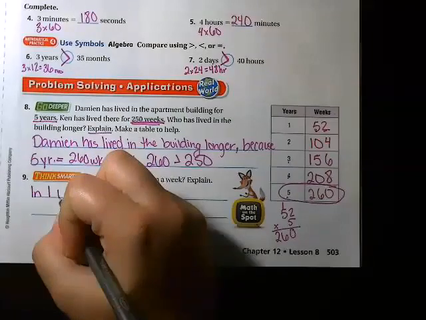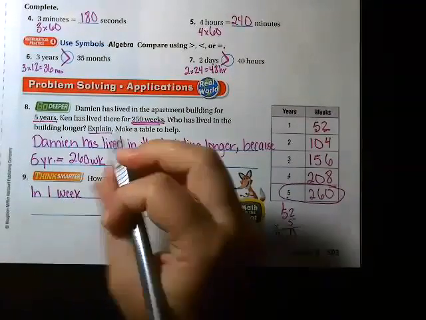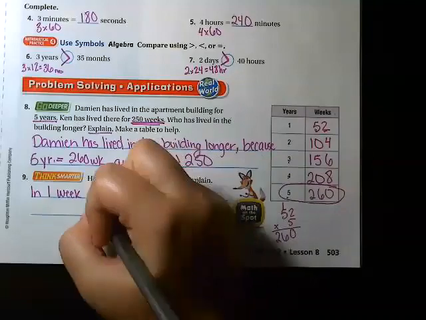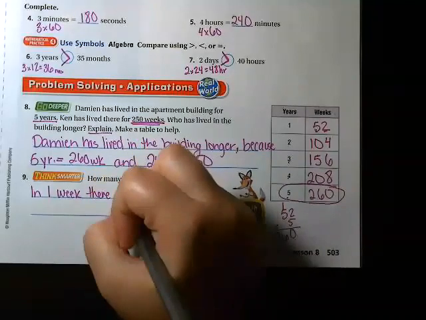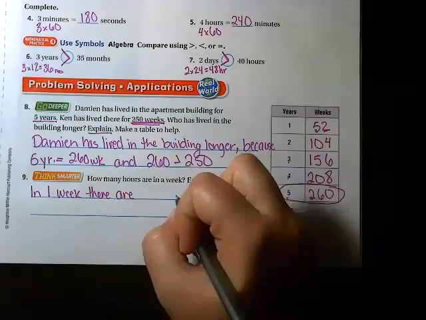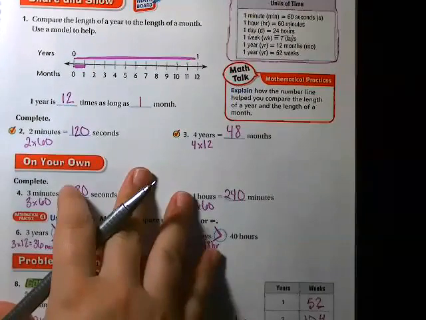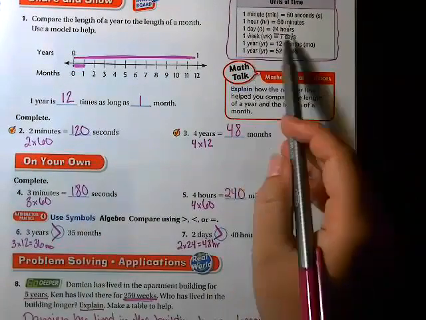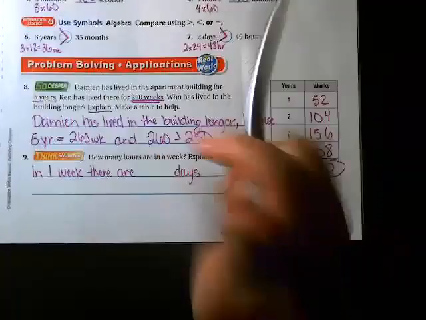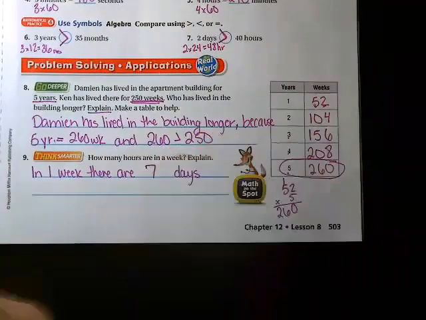In 1 week, there are how many days? In 1 week, there are how many days? If you don't remember, we slide back up to our chart. And it says in 1 week, there are 7 days. Okay, 7 days.